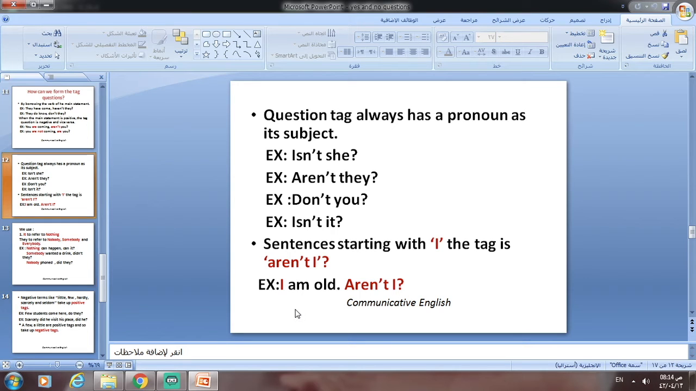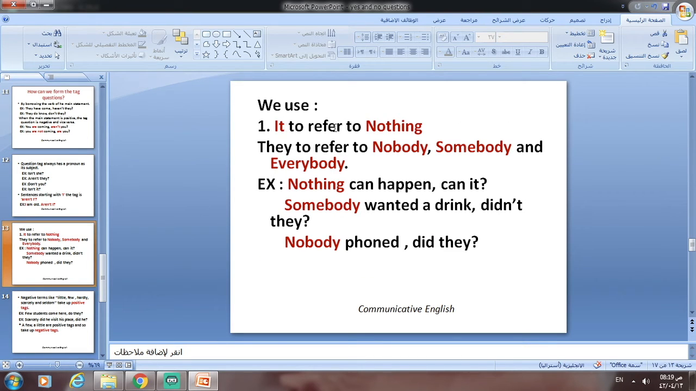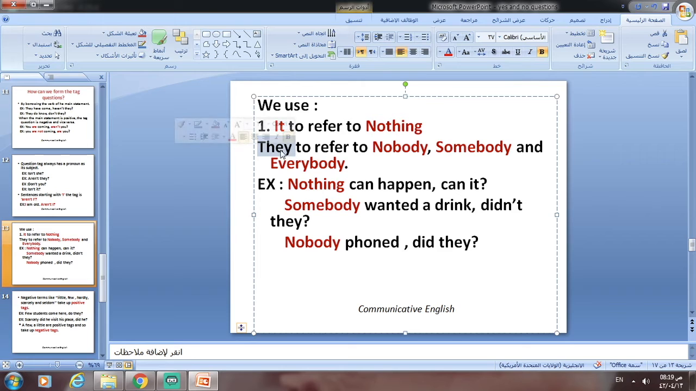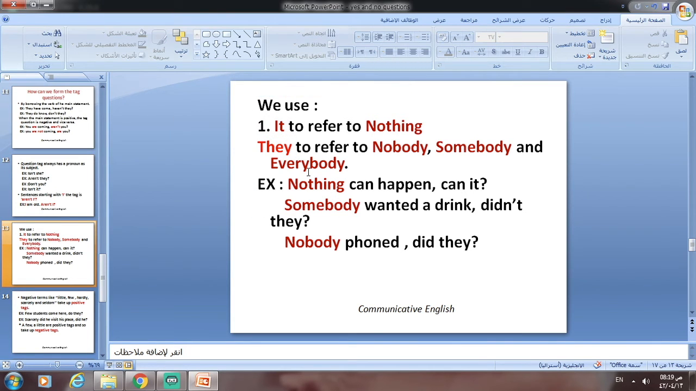Okay, tag. We use it to refer to nothing. Okay, and they to refer to nobody, somebody, and everybody. For example, if you want to say nothing can happen, can it? Here we didn't change can to the negative form because here we have nothing, a negative sentence. So we leave it positive.